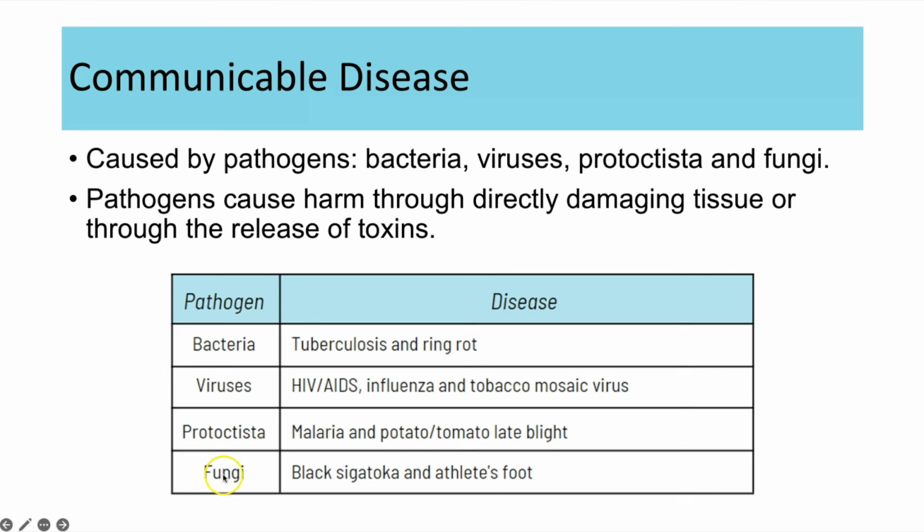And for each type of pathogen, these are the examples of diseases that they cause that you need to know for the OCR A 2025 spec. And we're going to go through each of these in a bit more detail.